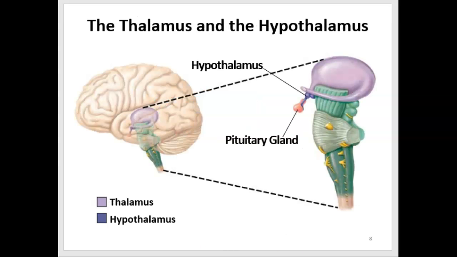The final part of the diencephalon is the hypothalamus. Now this diagram shows the hypothalamus's relationship to the thalamus and to the pituitary gland. So the thalamus is shown in light purple, and the hypothalamus is a very small region, at least on this view, and it's shown in dark purple. The hypothalamus is connected to the pituitary gland by a stalk of tissue called the infundibulum.